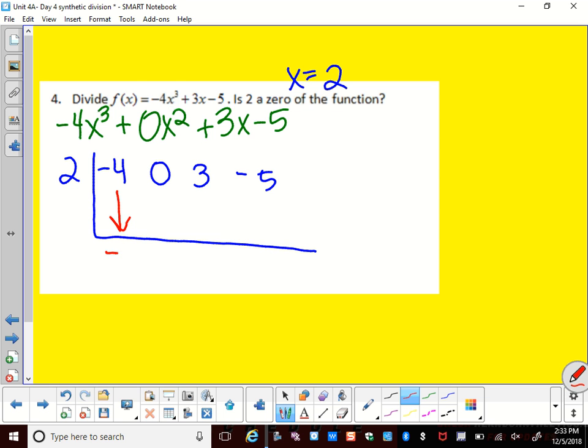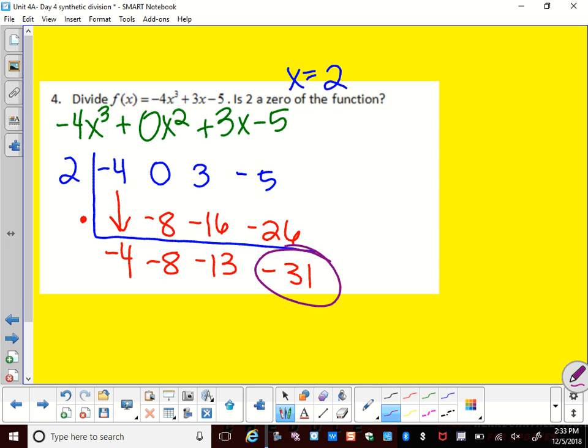Pull down my first number, and I multiply. Negative 4 times 2 is negative 8. We add going down, so we get negative 8. Negative 8 times 2 is negative 16. 3 minus 16 is negative 13. Negative 13 times 2 is negative 26. We get negative 31. Is this 0? No. So this is not.